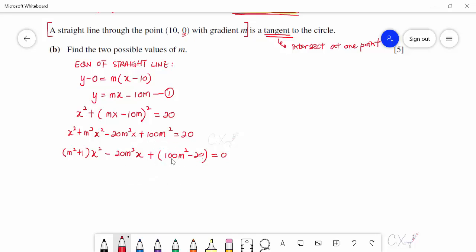And then how are we going to find the value for m? The keyword is tangent, because we already know that tangent means the line intersects at one point with the circle, which means that we can use the result b squared minus 4ac equals 0. It equals 0 because there's only one point of intersection. For two-point intersection, it will be b squared minus 4ac greater than 0. So we can use the result b squared minus 4ac equals 0. So my b squared will be negative 20 m squared, then squared, minus 4ac.